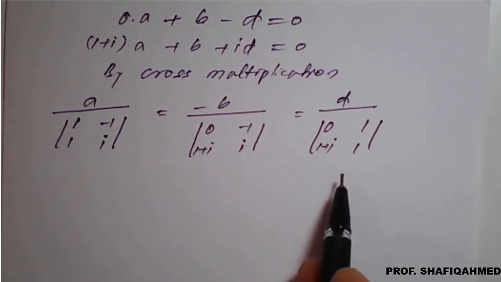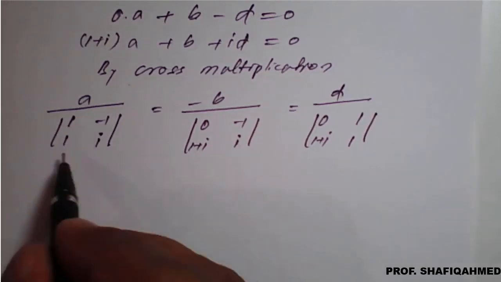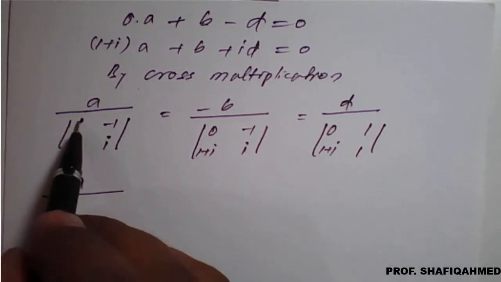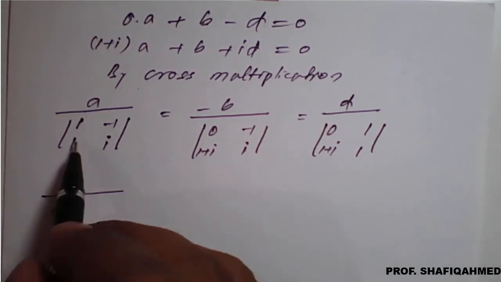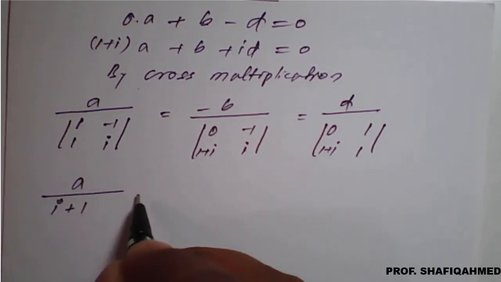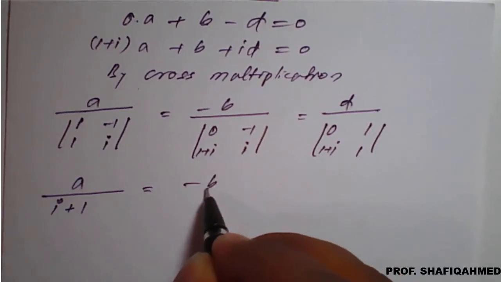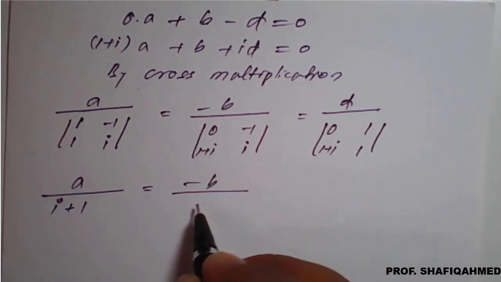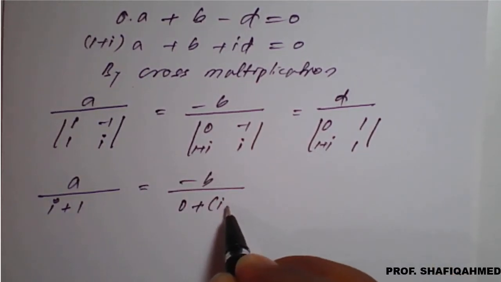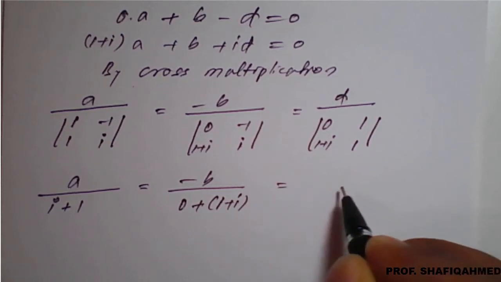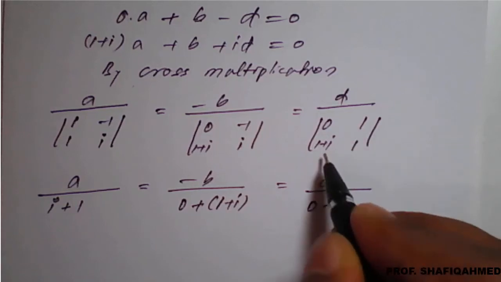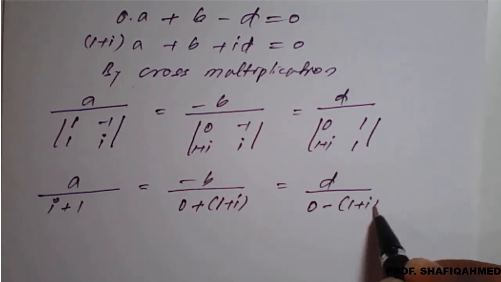So we got this determinant, and we need to simplify. Let's see the simplification of this determinant. a divided by 1 into i is i, minus 1 into minus 1 is plus 1, which is equal to minus b divided by 0 into i is 0, minus minus 1 into this becomes plus of 1 plus i. Again d divided by 0 into 1 is 0, minus 1 into this bracket, that is 1 plus i.